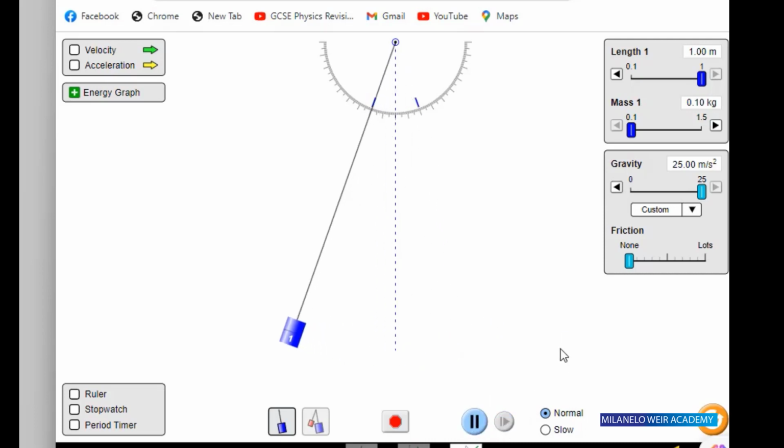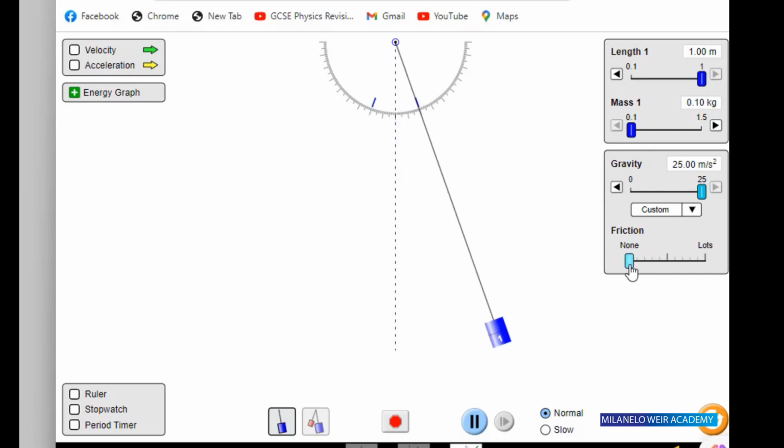You see that? Now it moves faster. It swings faster, so it will take less time. The period will be shorter because the gravity is higher. The gravity is higher, therefore it will complete an oscillation in a short period of time. So that's it about length, mass, gravity, and friction.